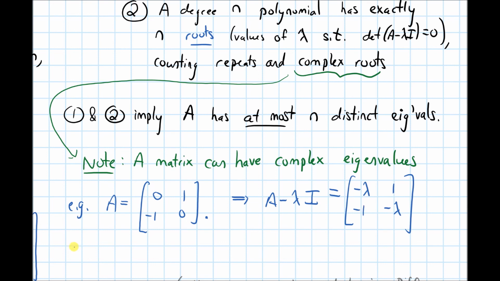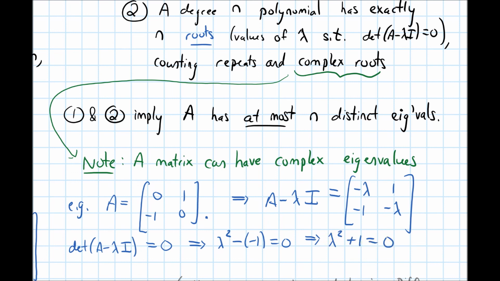Now if we look at the determinant of A minus lambda I, I want to set that equal to 0. So the determinant of this 2 by 2 matrix: if I multiply the negative lambda times the negative lambda, I get lambda squared. And then I have to do minus the other two entries multiplied. So 1 times negative 1 is negative 1. And I want this to be equal to 0. So this gives me that lambda squared plus 1 equals 0.